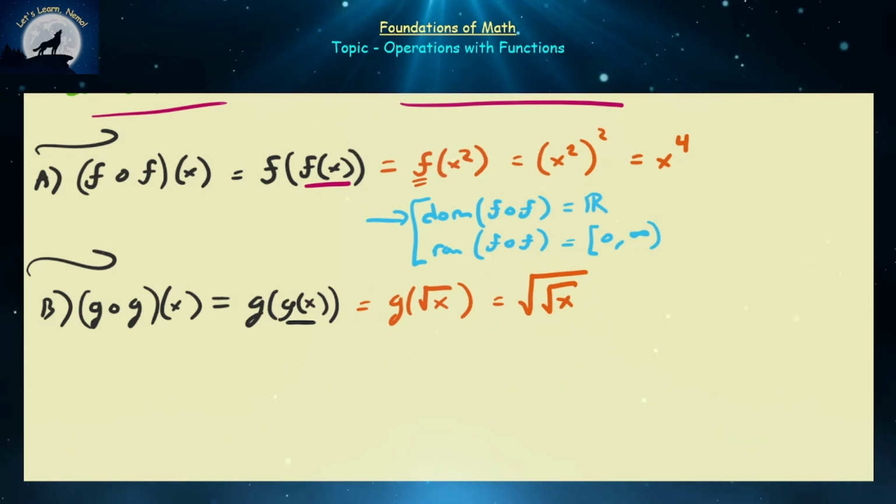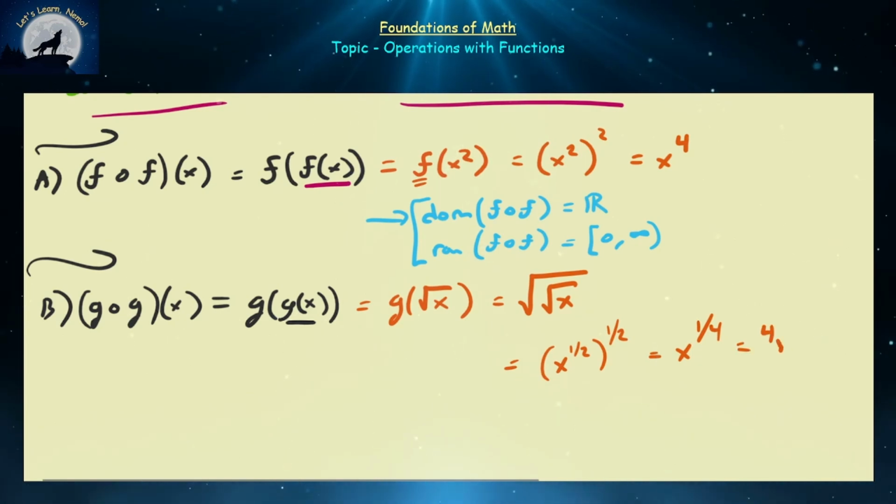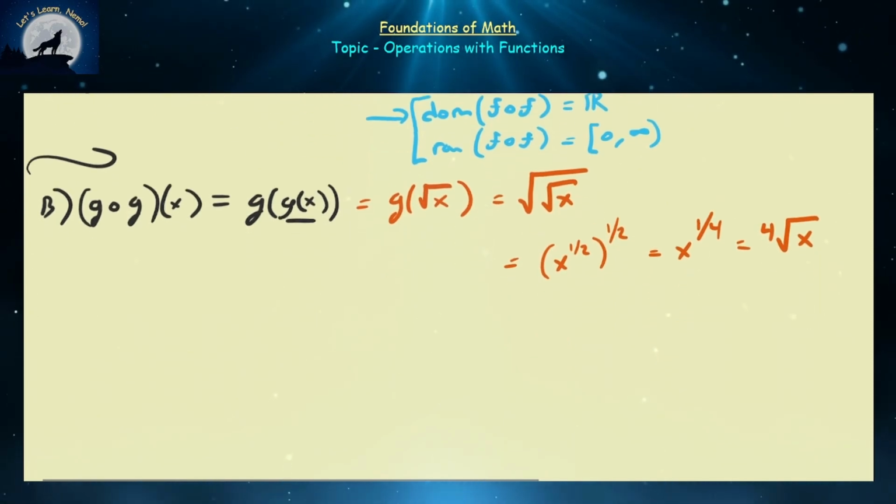So we can write this using fractional powers. We can write that as x to the 1/2 to the 1/2, and then power to the power, again, you multiply, so that's going to be equal to x to the power of 1/4. Right? And again, you can rewrite that using radicals as the 4th root of x if it makes you feel a little bit more comfortable.